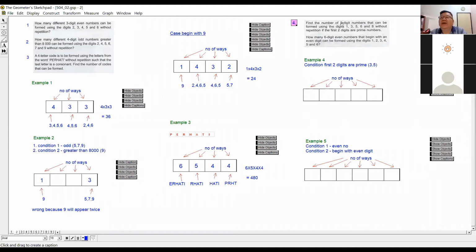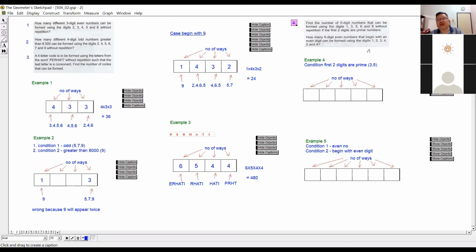Find the number of 5-digit numbers that can be formed using the digits 1, 3, 5, 6, and 8 without repetition if the first 2 digits are prime.